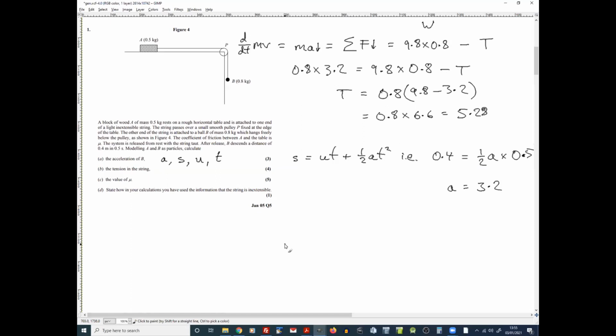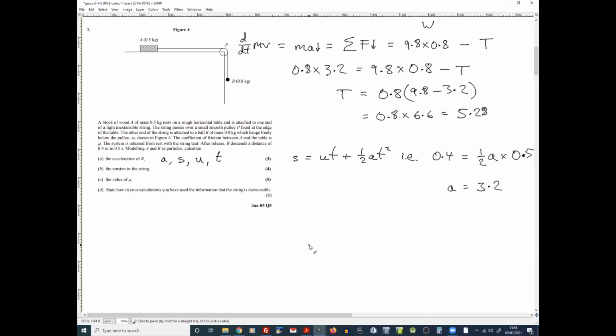The value of mu now, the friction. Find the value of mu. And we do want an equation of motion for block A, basically. So look at this equation of motion. See if you can do something similar for block A. See if you can set MA equal to the forces acting on block A.